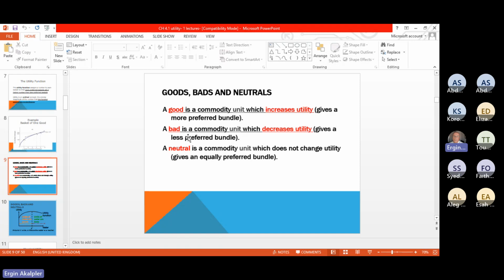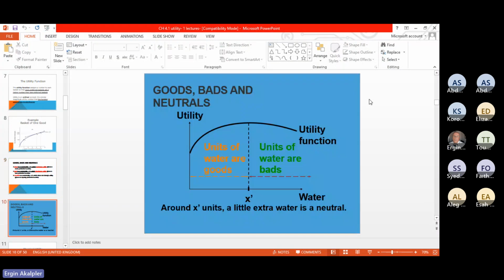Goods, bads, and neutrals. A good is a commodity which increases utility and gives a more preferred bundle. A bad is a commodity which decreases utility and gives a less preferred bundle. A neutral is a commodity which does not change utility and gives an equally preferred bundle.